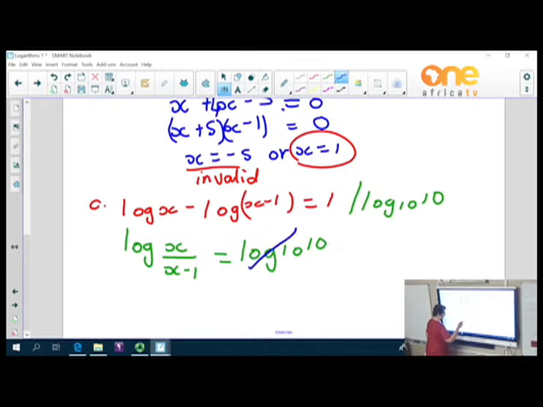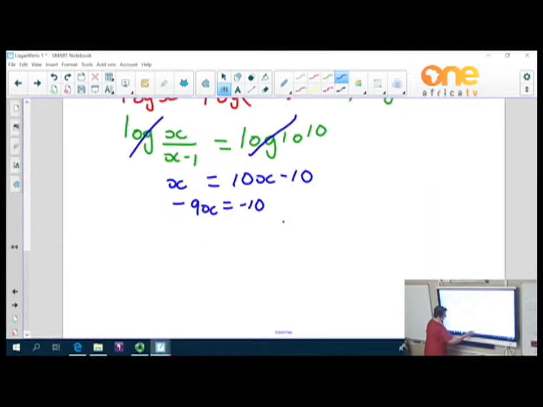I can cancel the log on both sides. I will multiply with the LCM, so x is equal to 10x minus 10. I multiply with the LCM. So now if we bring this over, then I will have negative 9x, which is equal to negative 10, and the solution then is x is equal to 10 over 9.